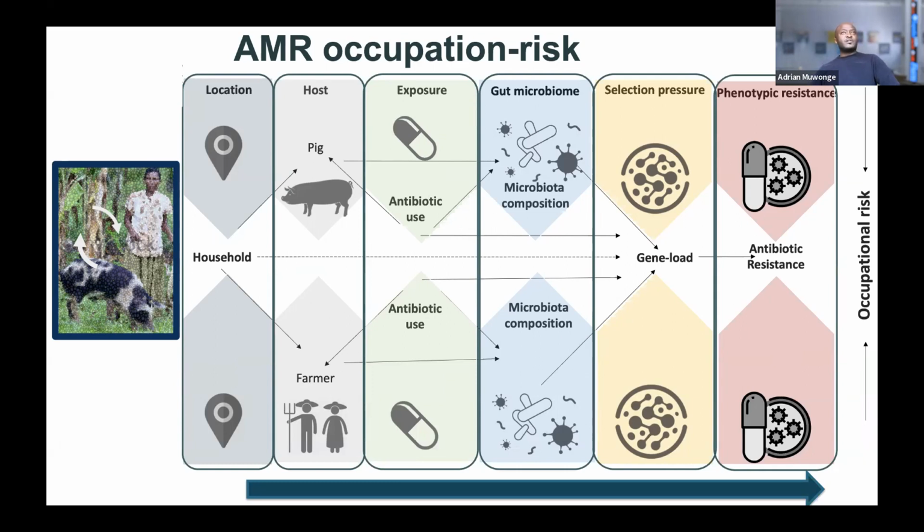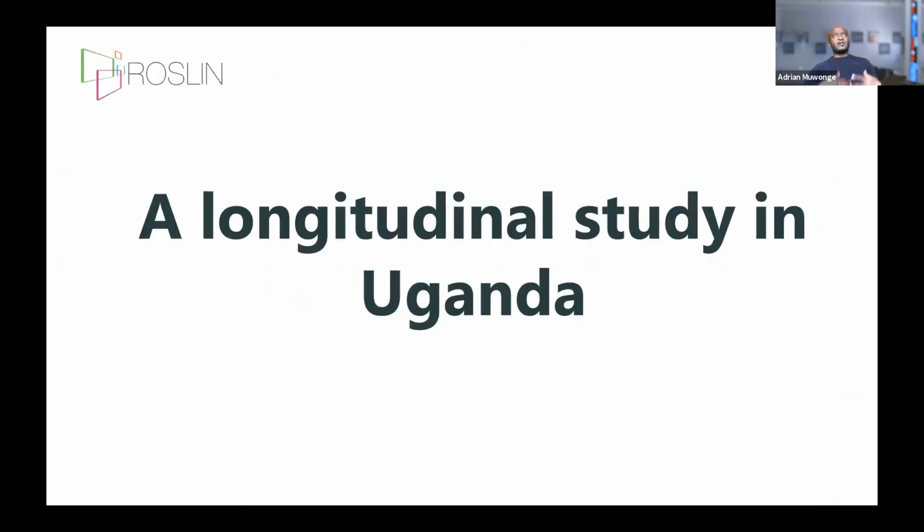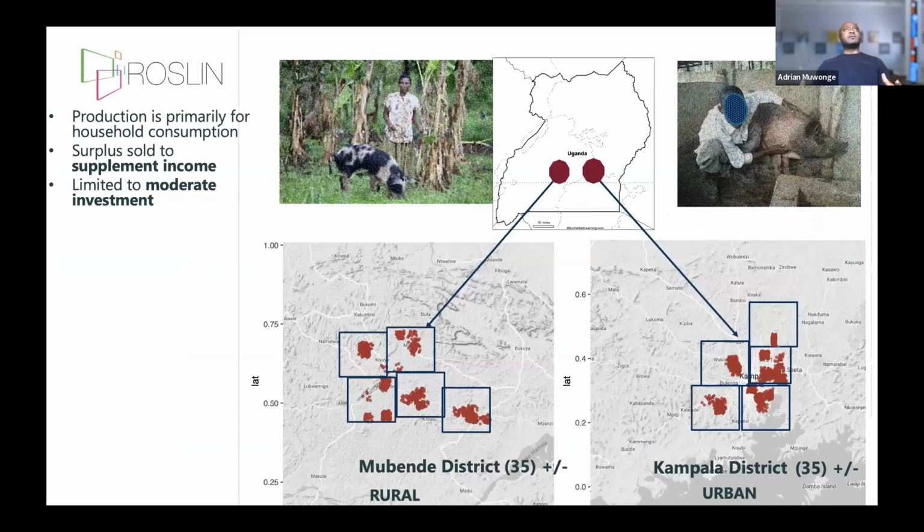And whether or not that phenotypic resistance is transmitted across to the farmer or the pig, this is really the occupational risk that I am trying to investigate. And so I've taken this framework and run a longitudinal study in Uganda for 1 year following farmers in urban and rural settings.